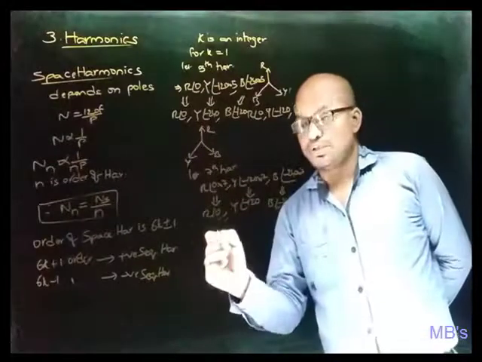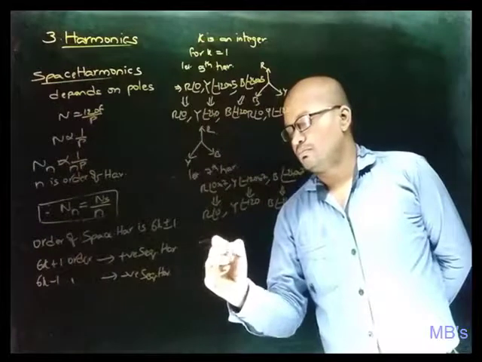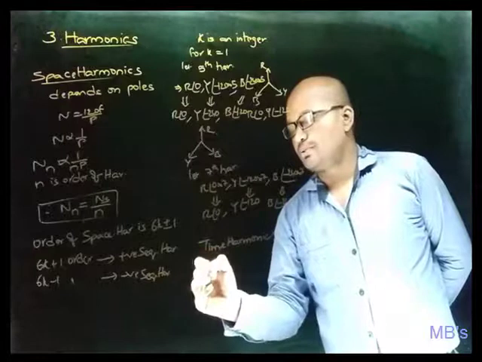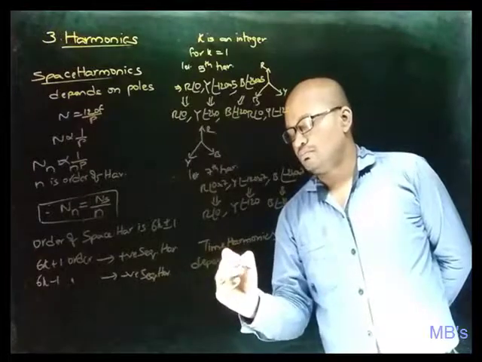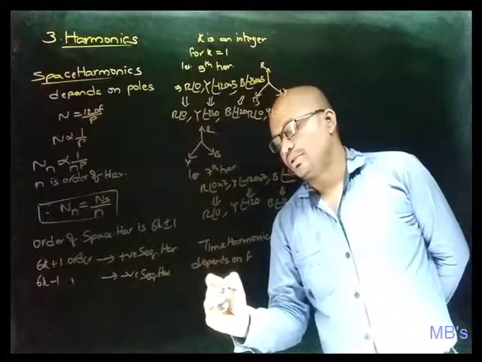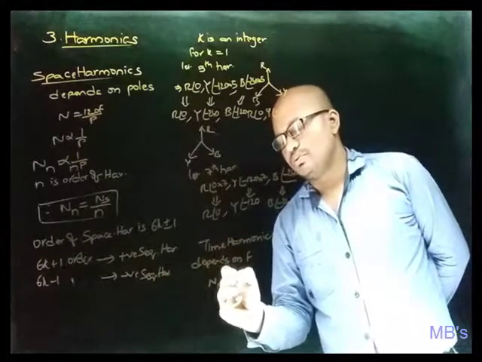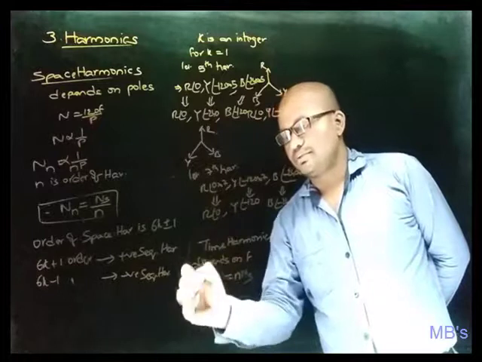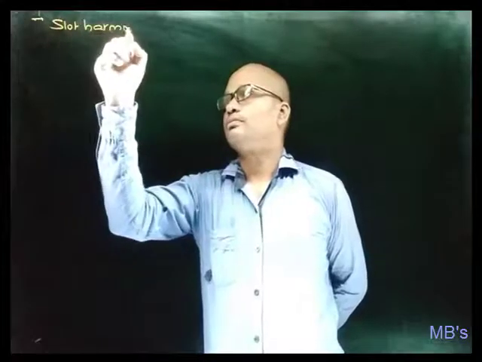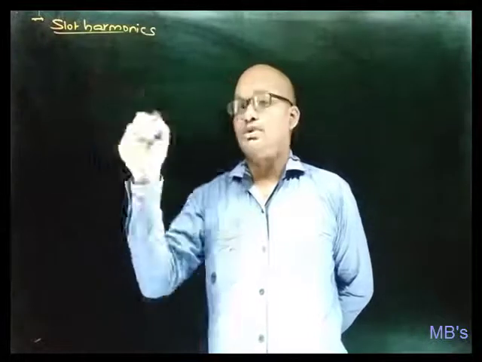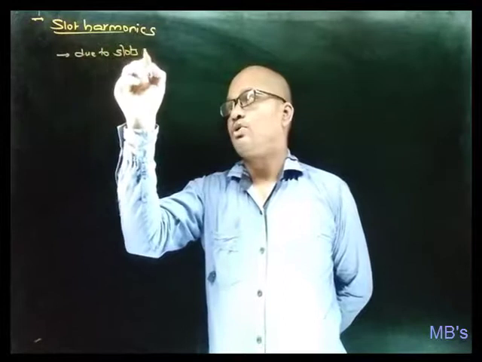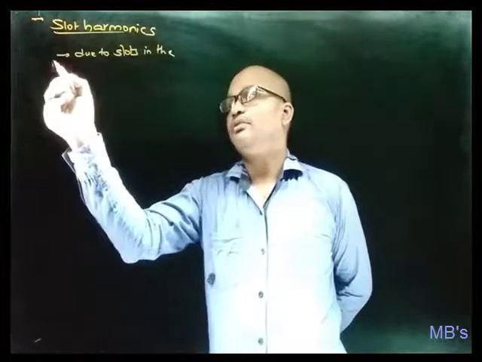And there are time harmonics too, which depend on frequency. So the speed of the nth order time harmonic is equal to n times the synchronous speed. Slot harmonics. So slot harmonics are due to slots in the inner periphery.